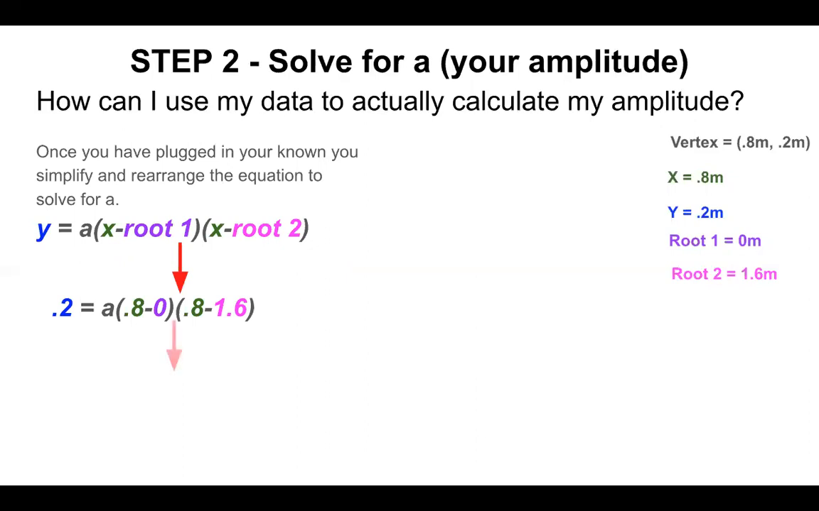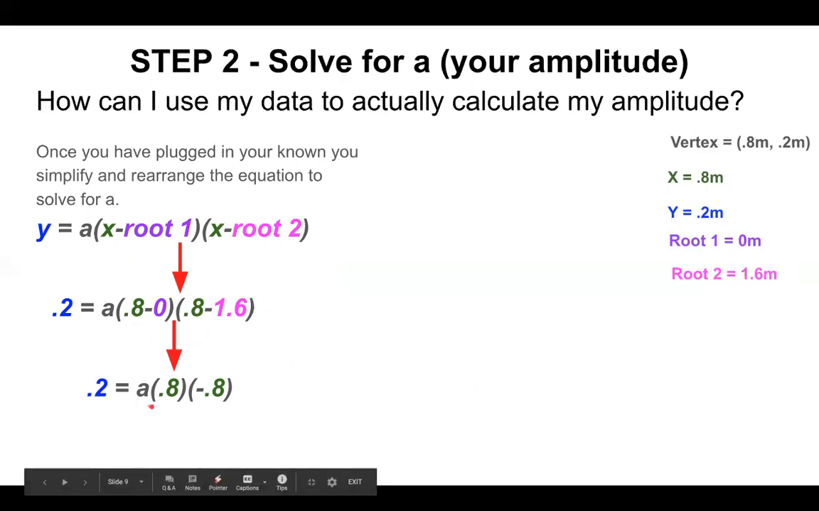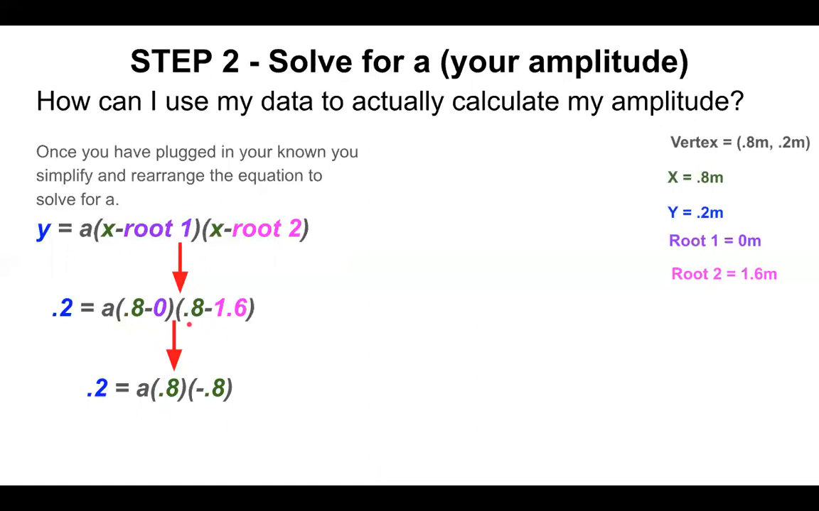So once we have 0.2 equals a times the quantity 0.8 minus 0 times the quantity 0.8 minus 1.6, the first thing I'm going to do is just simplify. I'm going to make this a lot easier for me. In these parentheses, because I do my parentheses first, I'm just going to simplify them. So I have 0.2 is equal to a, and then 0.8 minus 0 is just 0.8. And then I have 0.8 minus 1.6, which actually makes negative 0.8. I'm keeping that symbol, and I'm just simplifying that math. I'm just cleaning up my equation as I go.